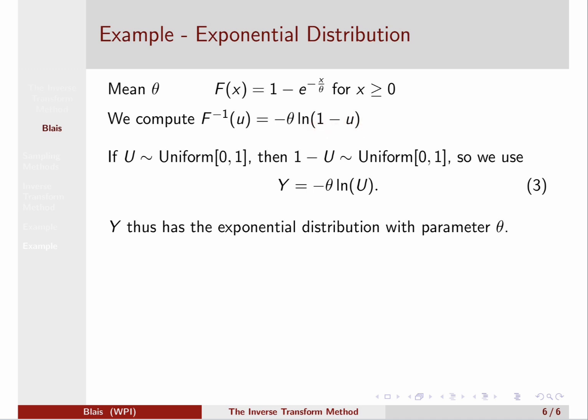We then notice, just to make this a little simpler, the way you would actually use this method for this particular example is that if u is uniform 0, 1, then so is 1 minus u. And that's a quick exercise to check. But that means, why use 1 minus u here? We can use just u. So for the inverse transform method for the exponential, we use y equals negative theta natural log u.